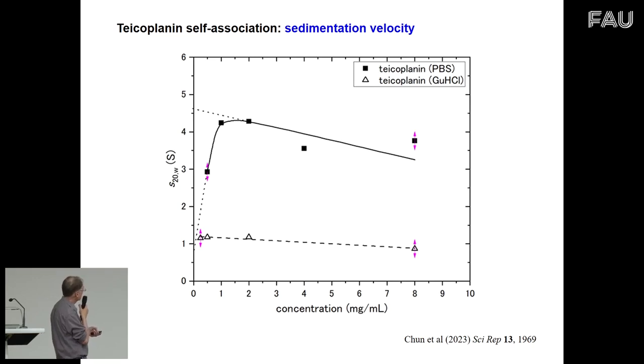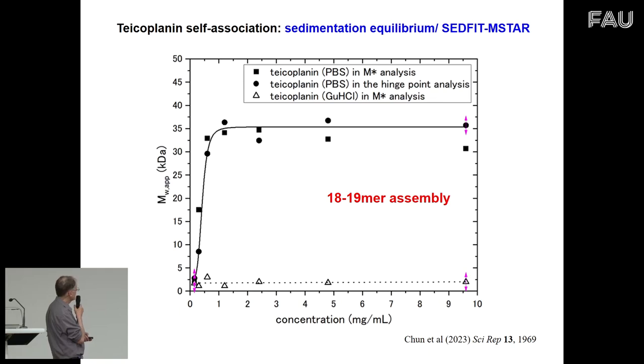whether it was following the Harding rule or something else, I don't know. And then in guanidine hydrochloride, of course, which breaks hydrophobic and also ionic bonds, there's a dramatic drop down to what would correspond to monomeric conditions. And then the same sort of thing with sedimentation equilibrium, with M-star analysis.